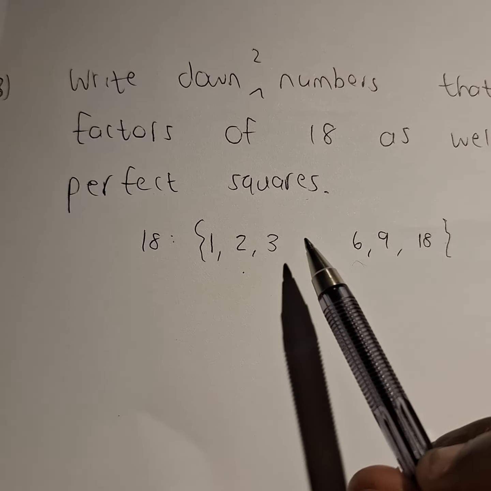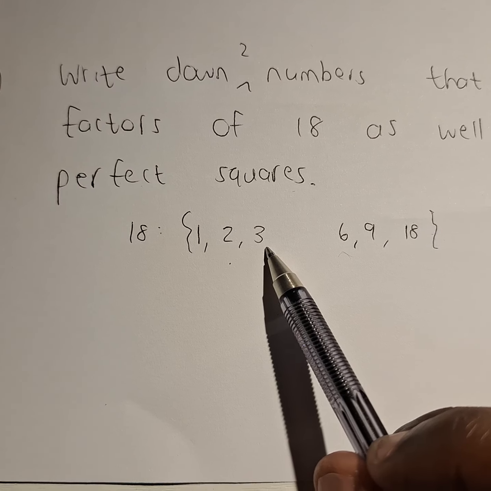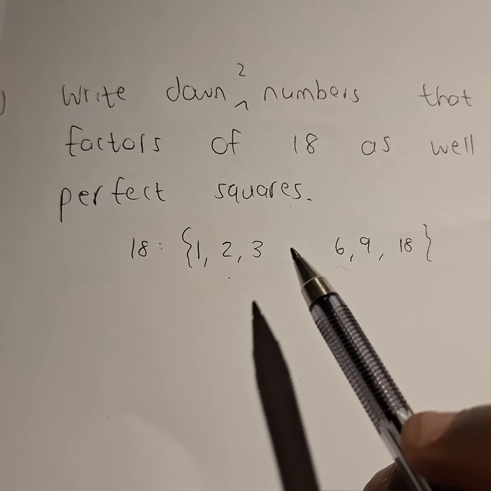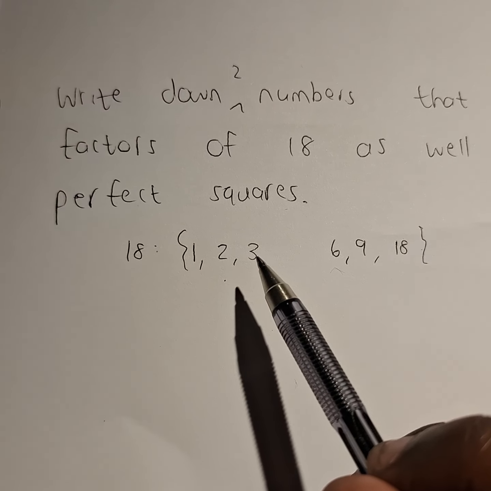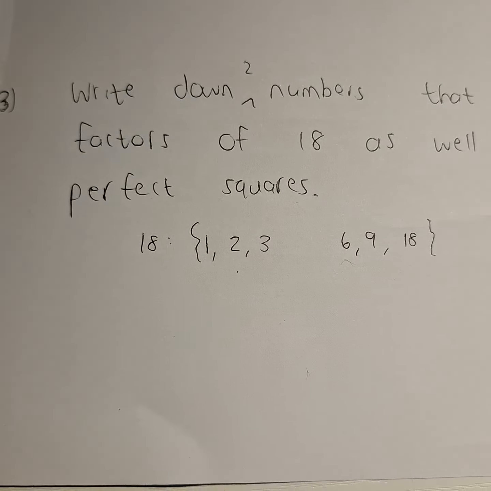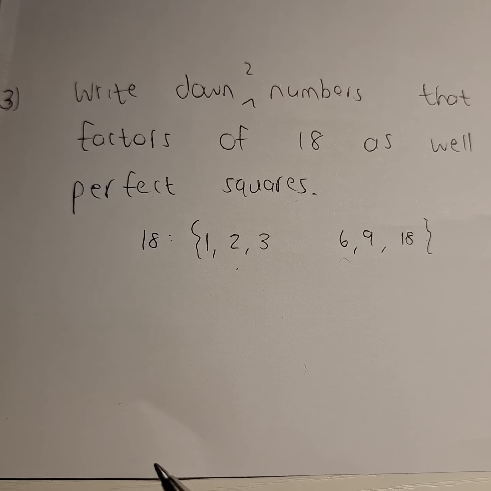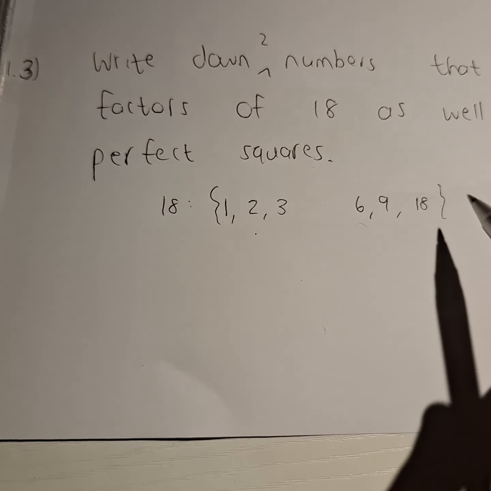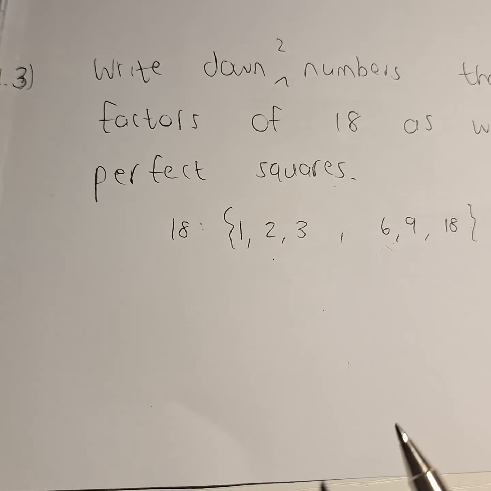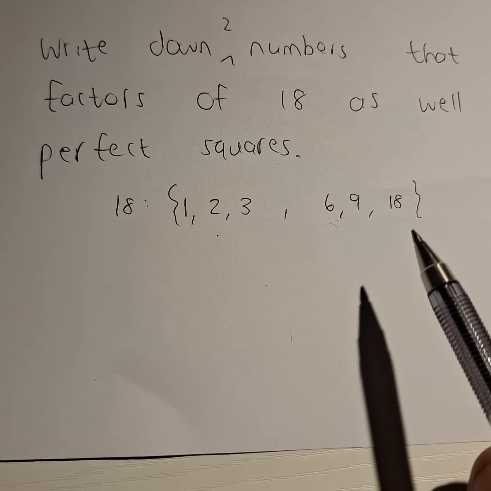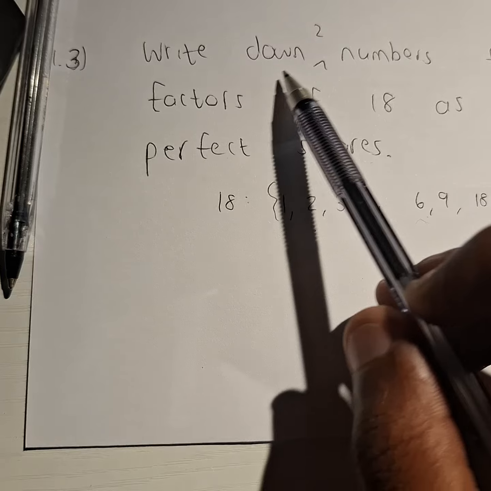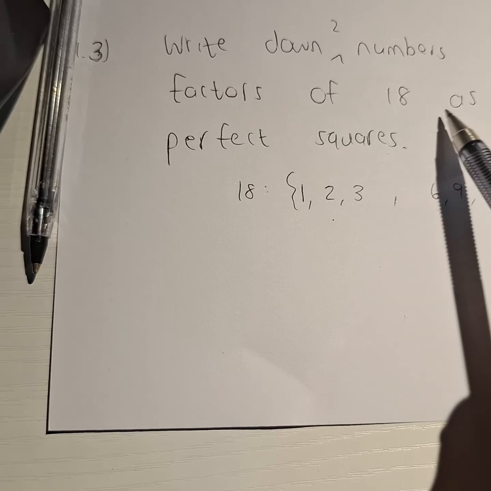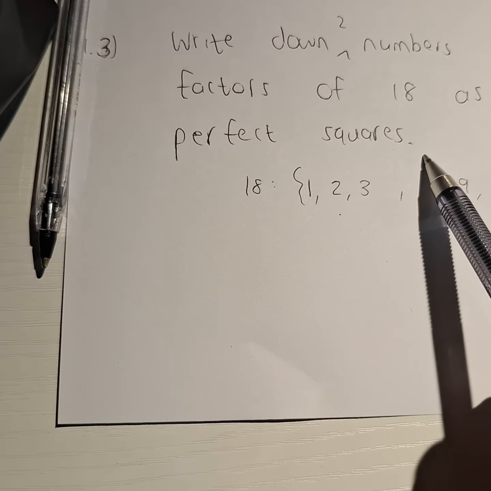All right. Then we can check 4. Does 4 go into 18 without leaving a remainder? No, 4 doesn't go into 18 without leaving a remainder. So that means it's not a factor. 5 as well doesn't go into 18 without leaving a remainder. 6, we already have 6. So that is all of our numbers that go into 18. Now, it says write down 2 numbers that are factors of 18. So we have them, there they are. But then it says, as well as perfect squares.